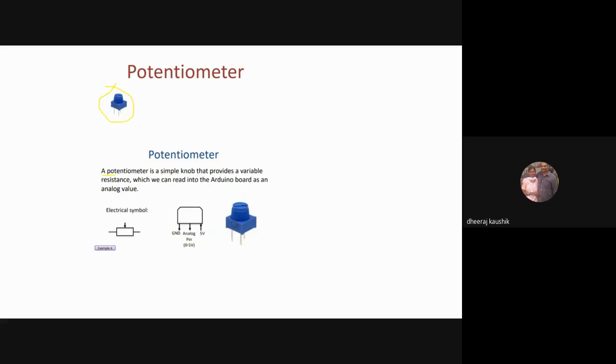A potentiometer is a simple knob that provides a variable resistance, which we can read into the Arduino board as an analog value. As you all know Ohm's law, right? V equals IR. So as we vary the resistance, the voltage also varies. When the resistance increases, then automatically the voltage does too, right? So according to the resistance, the amount of current varies and the amount of voltage varies. So the basic idea behind a potentiometer is its resistance.